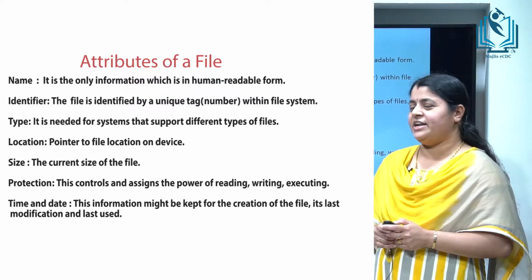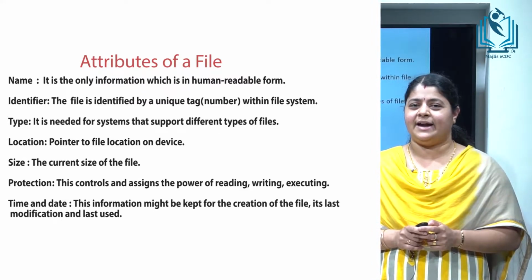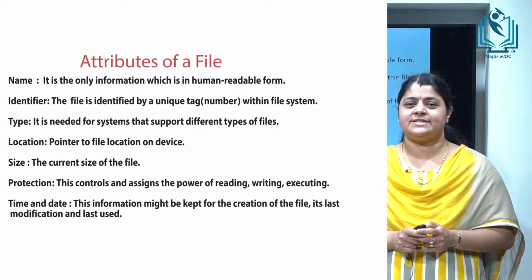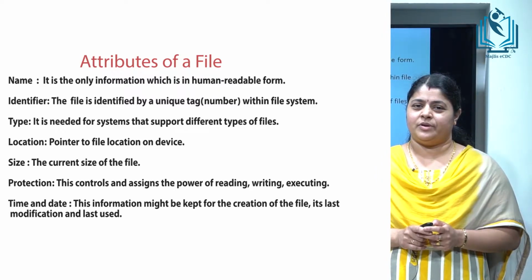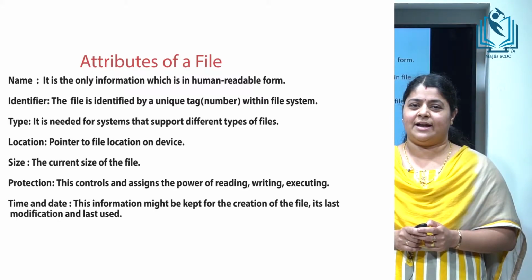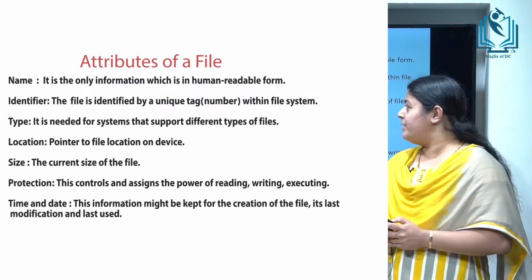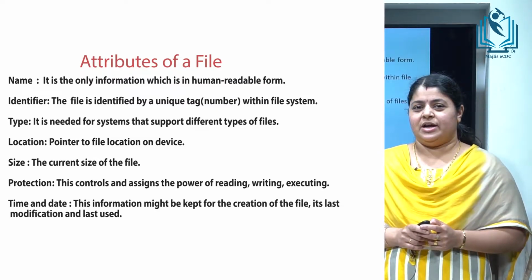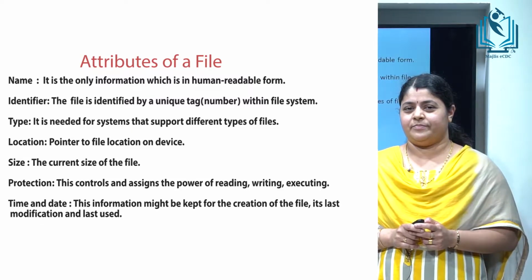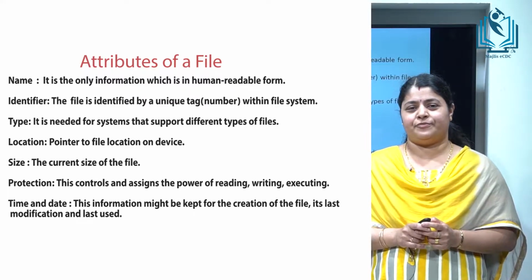Next is identifier. Each file has a unique tag or unique ID. Next is type. Type indicates the type of the file. For example, .txt indicates it's a text file, .doc indicates it's a word file, etc. Next is location. Location is a pointer to the file location on the device. Size indicates the current size of the file.